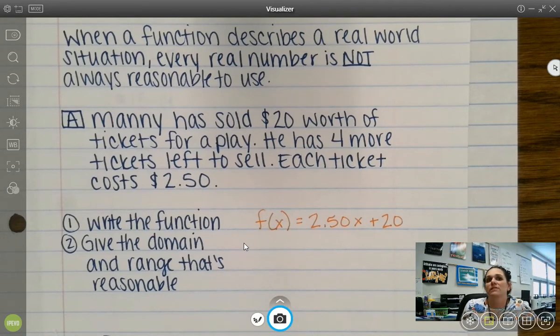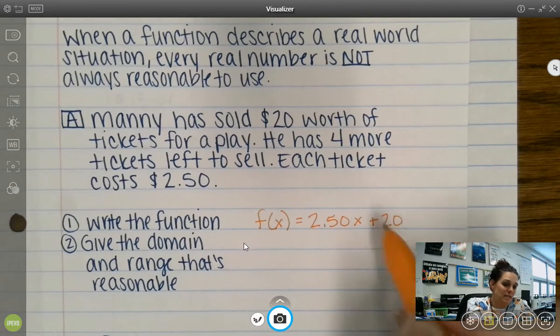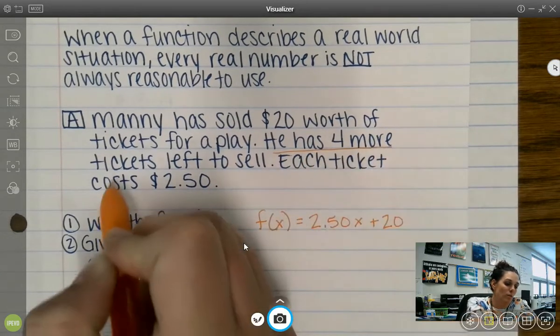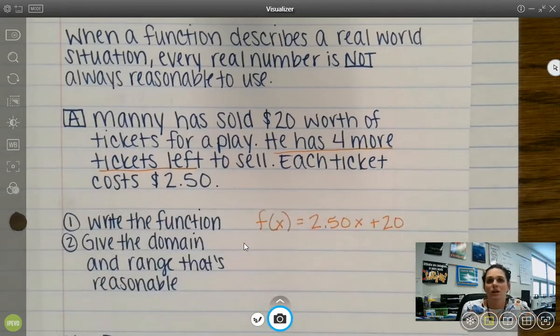So then it says, give the domain and range that's reasonable. Well, it says I only have 4 more tickets left. So will it make sense that I plug in 6 tickets? Would it make sense to plug in 8 tickets? Would it make sense to plug in -5? What about 4.5? There are only specific numbers that I can use to actually plug in to make this make sense.